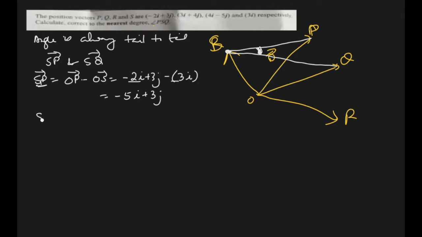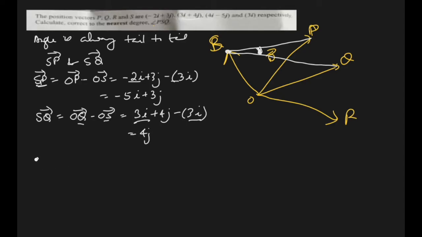Now the second was SQ. It will be OQ minus OS, head minus tail. OQ, the second one, is 3i plus 4j, minus 3i. So 3i minus 3i will be 0, so it will be just 4j.